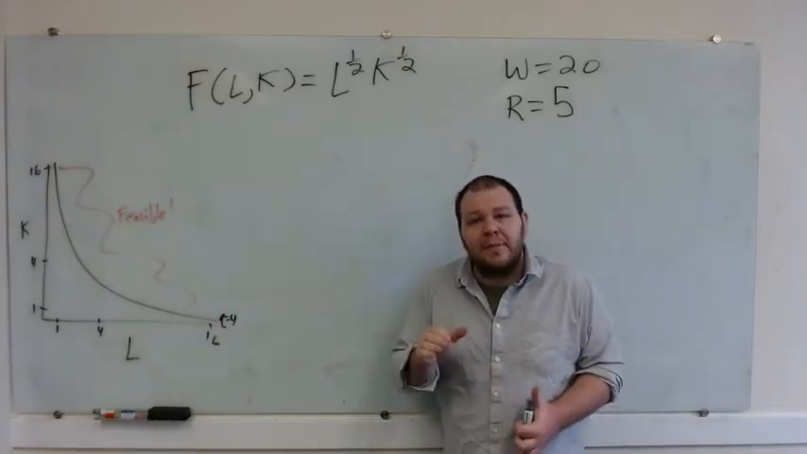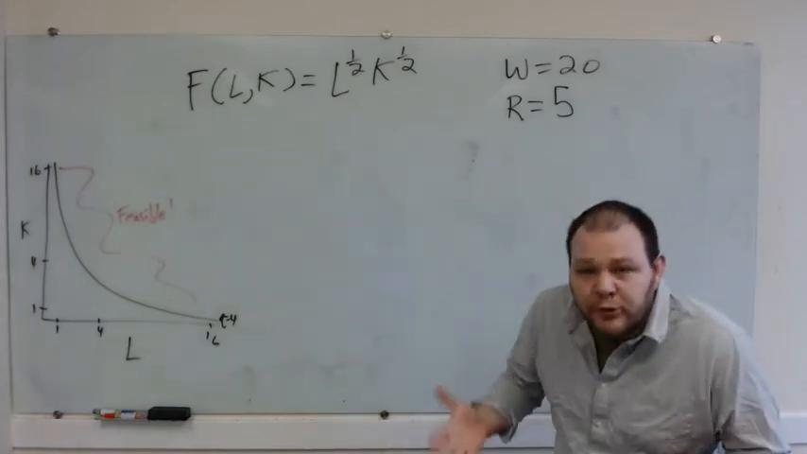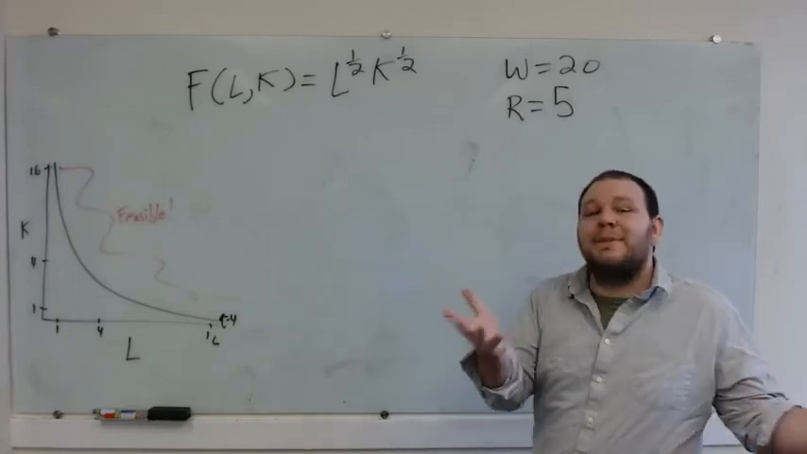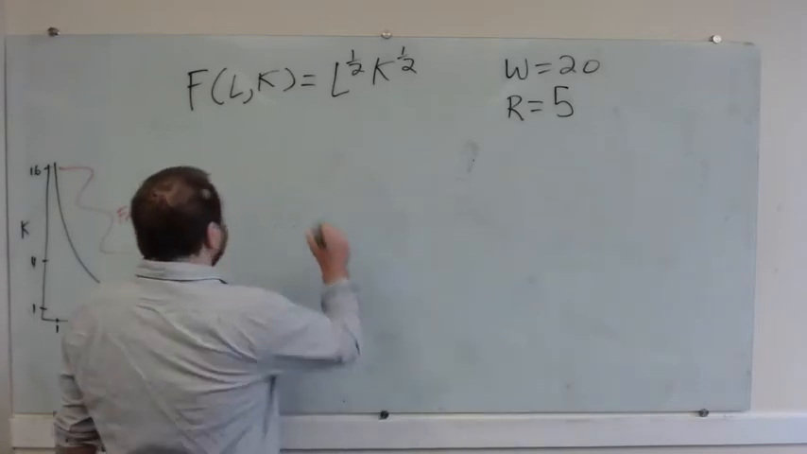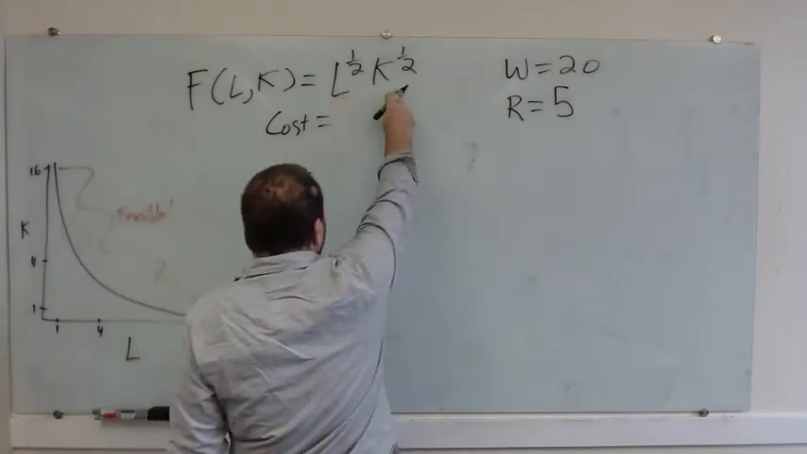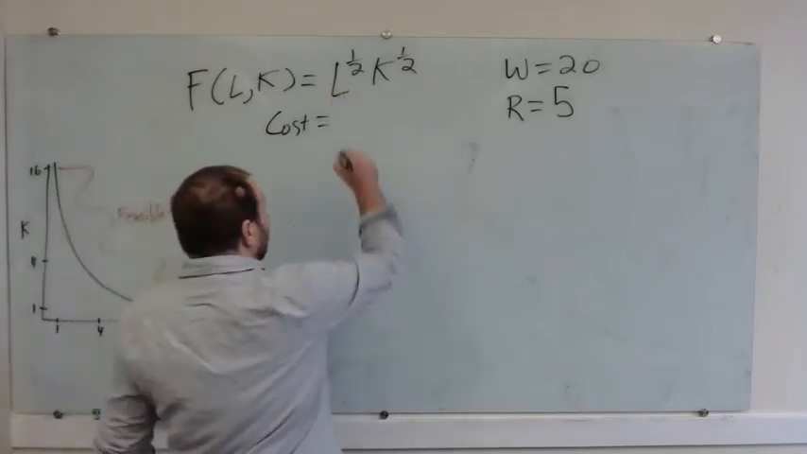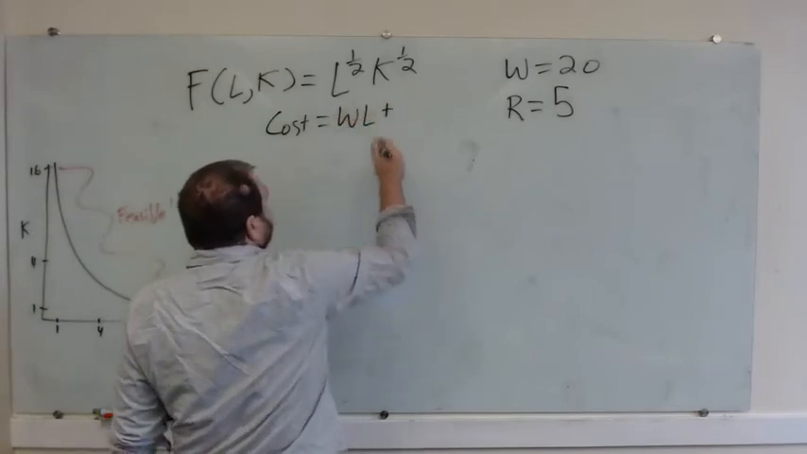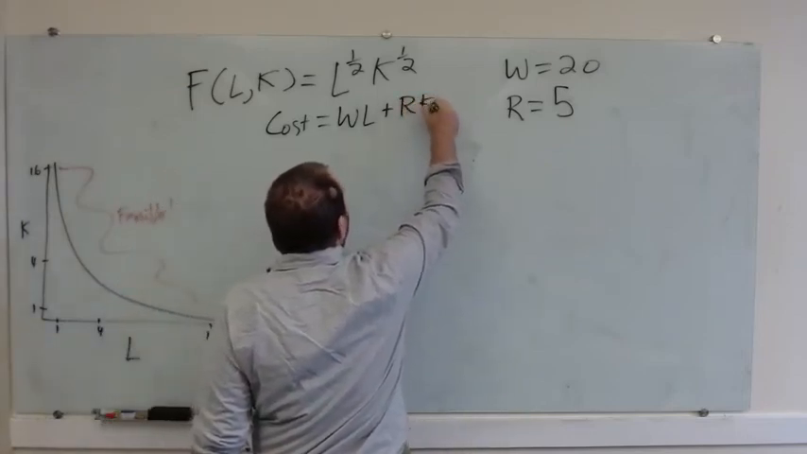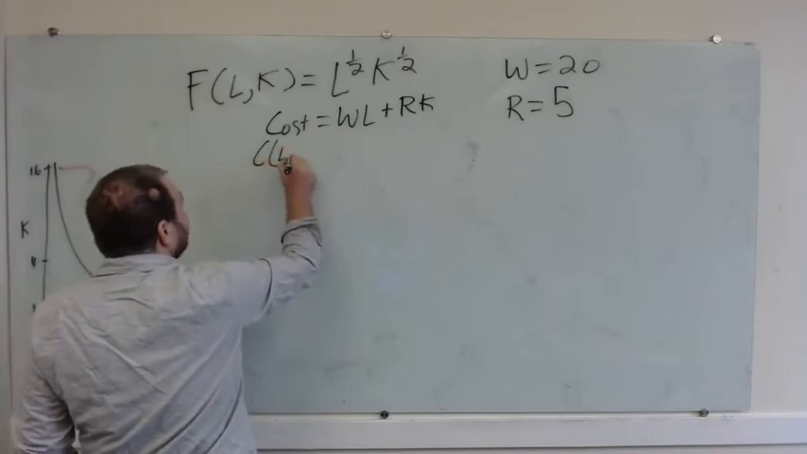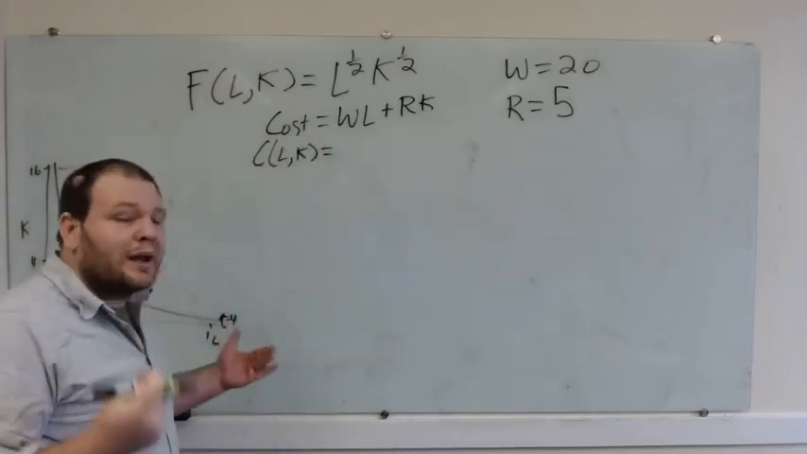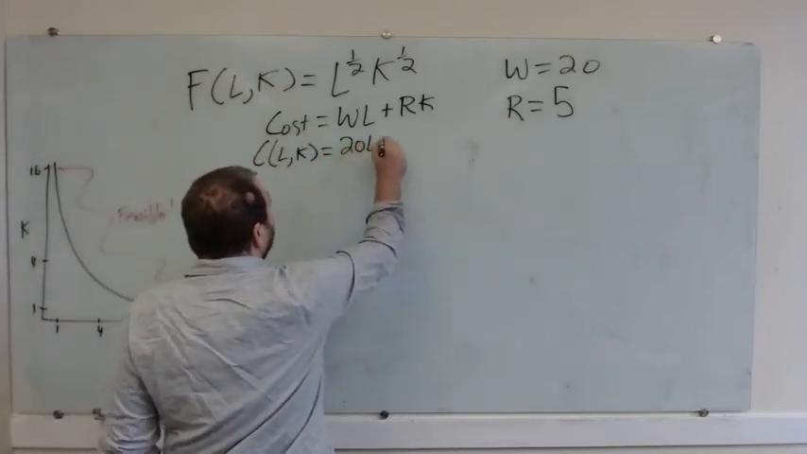So the first thing I want to think about is, for any arbitrary amount of labor and capital, what is our cost? How expensive is it, expensive being the opposite of cheap? The answer is that our cost equals the amount I spend on labor plus the amount I spend on capital. The amount I spend on labor is W times L. The amount I spend on capital is R times K. So C of L and K is WL plus RK. Because I've got a wage rate of 20 and a rental rate of 5, it's going to be 20L plus 5K.